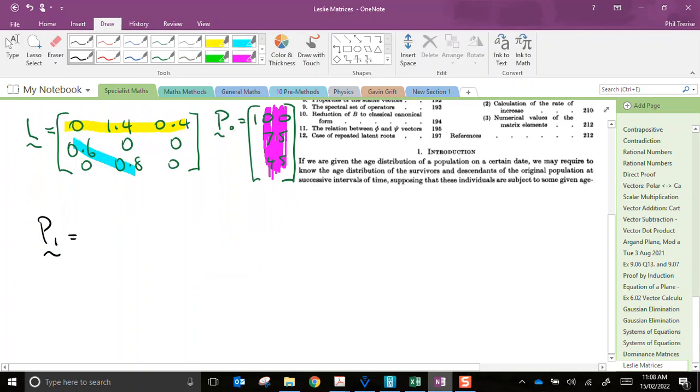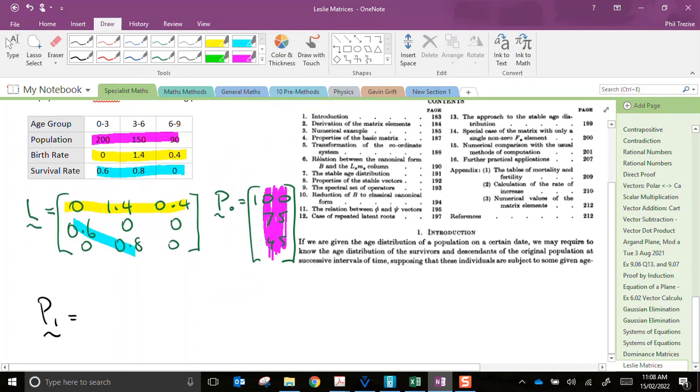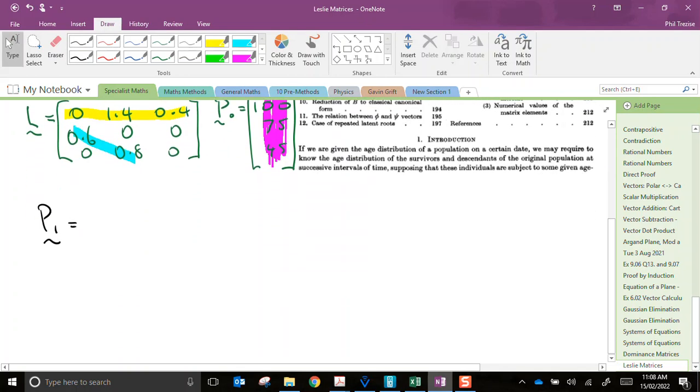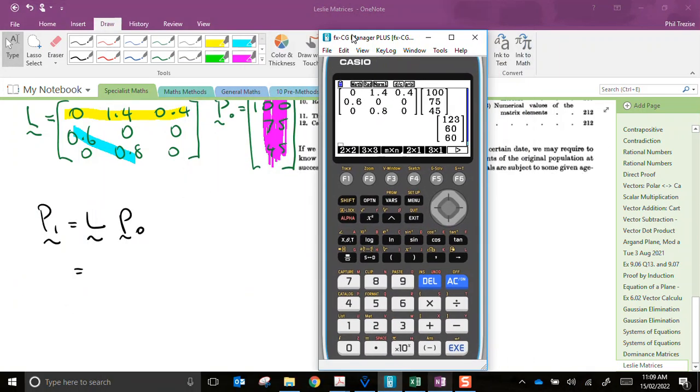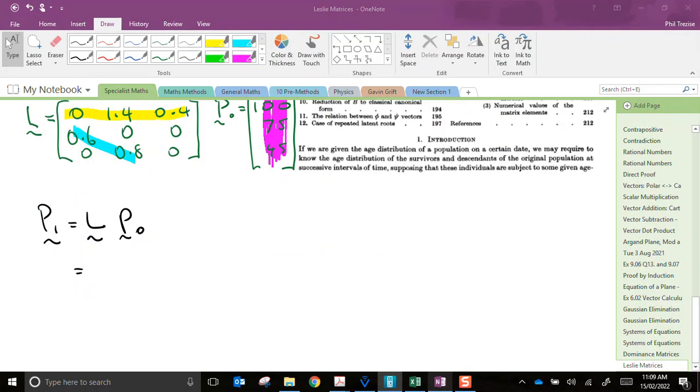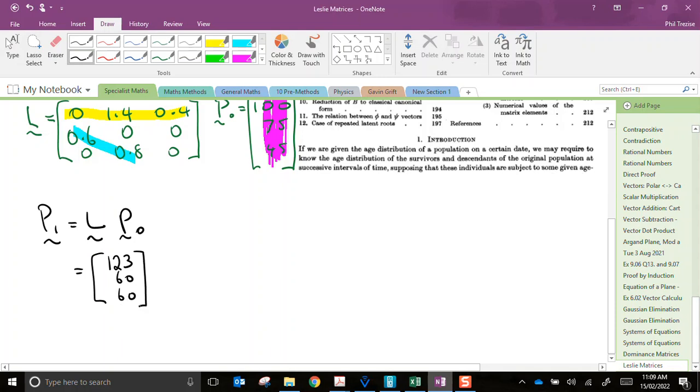After one time period has elapsed, in our example, it would be 3 years, we multiply the Leslie matrix by the original population vector. So I can do that on my calculator. I've got this already written in to save time. So there it is, and when I hit enter, my answer is 123, 60, 60. So I'll just write that one down. The population was 123, 60, 60.